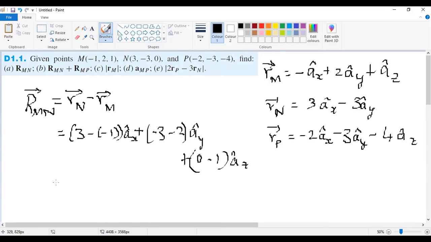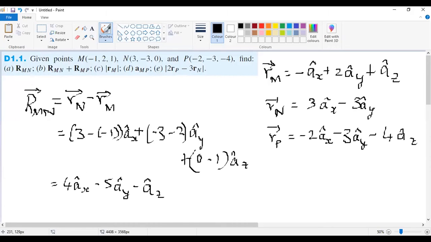Right? So what do you get then? 3 plus 1 is 4ax minus 5ay. Right? 0 minus 1 is minus 1 az. Right? So this way you can get the distance vector.